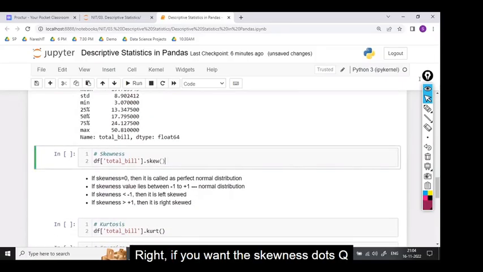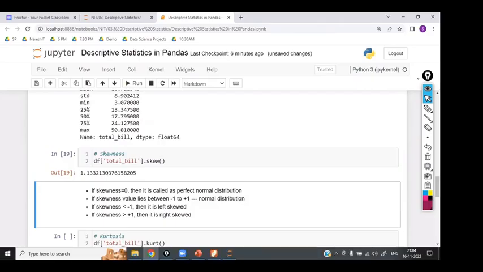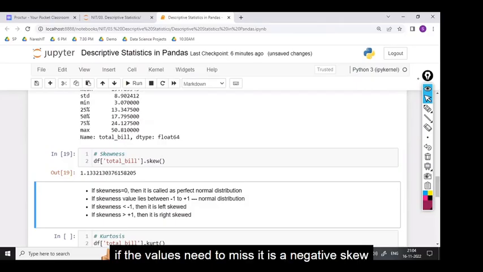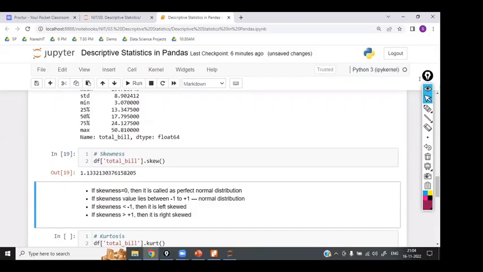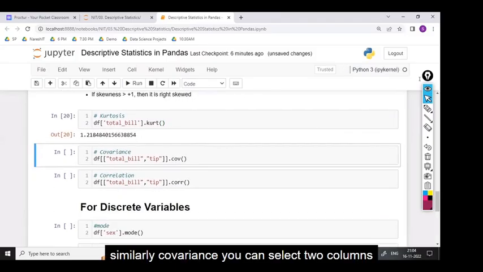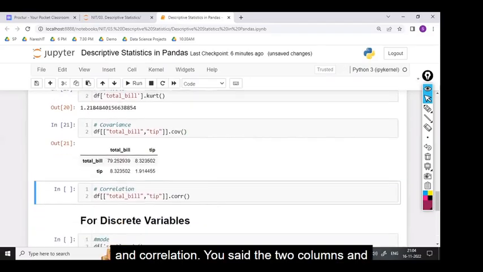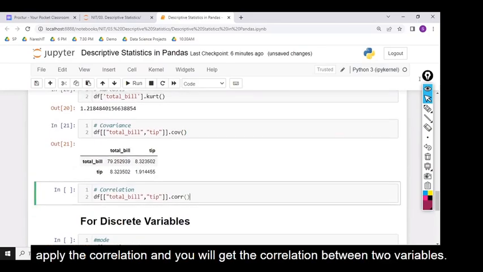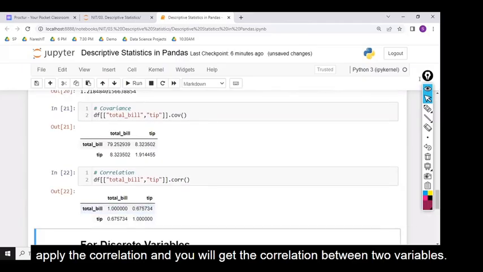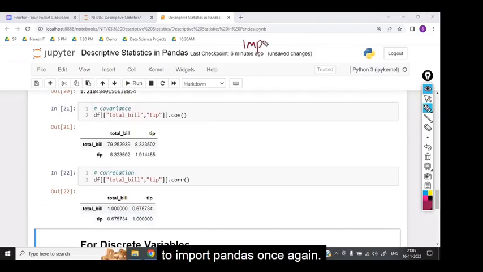Right? If you want the skewness, dot skew gives you the skewness, and here the value is positive, which means it is positively skewed. If the value is negative, it is negatively skewed. If the value is 0, it means perfectly normal distribution, a symmetrical distribution. Next, if you want the kurtosis, you can get the kurtosis. Similarly, covariance, you can select two columns, dot covariance. And correlation, you select the two columns and apply the correlation, and you will get the correlation between two variables. Right? Now, what I am going to do is import pandas once again.